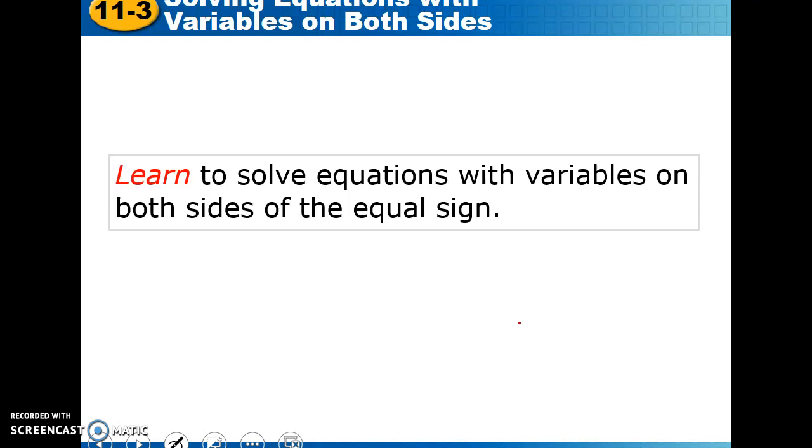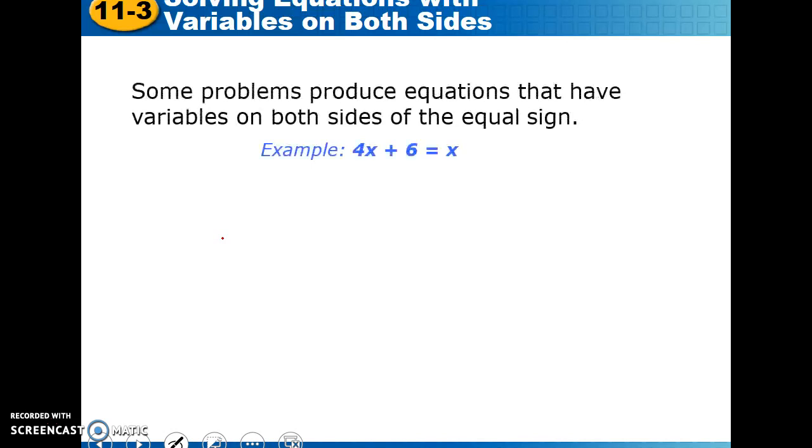Okay, today's learning objective, you are going to learn to solve equations with variables on both sides of the equal sign. Go ahead and write this down in the learning objective. Okay, so this isn't in your notes, this is just me talking. Some problems produce equations that have variables on both sides of the equal sign. So we're going to look at an example that looks like this later. Noticing we have 4x plus 6 on this side of the equal sign, and then an x on this side.